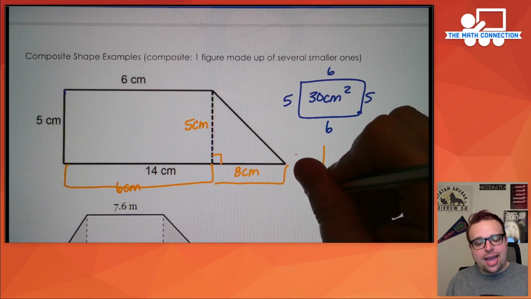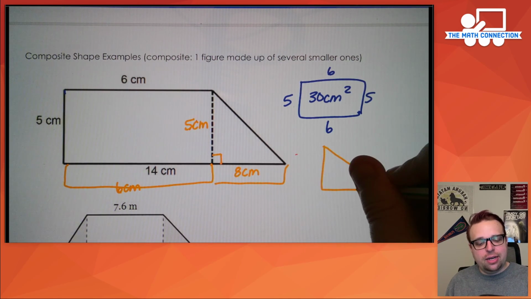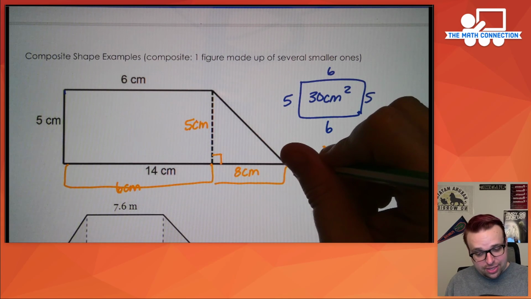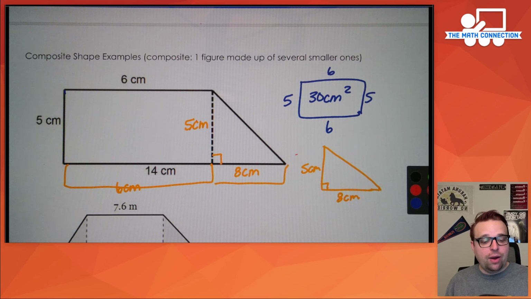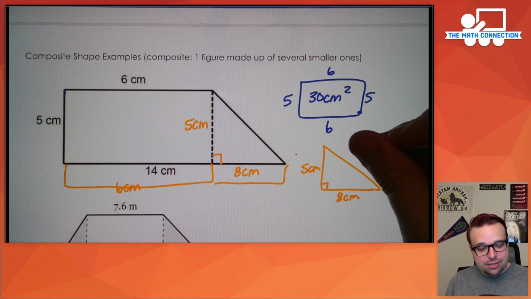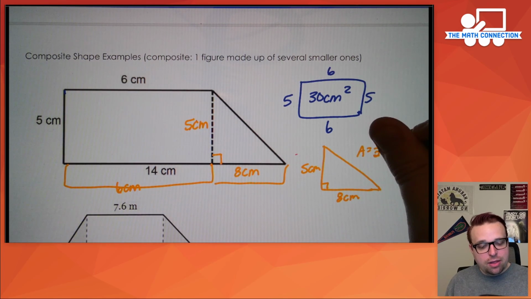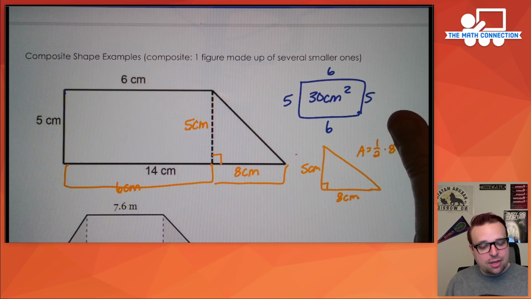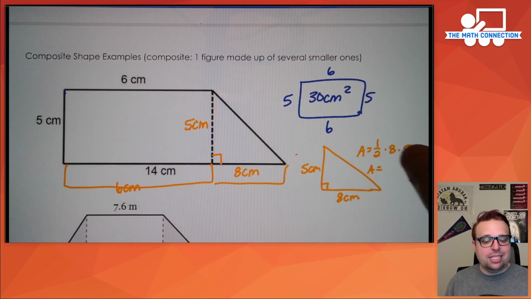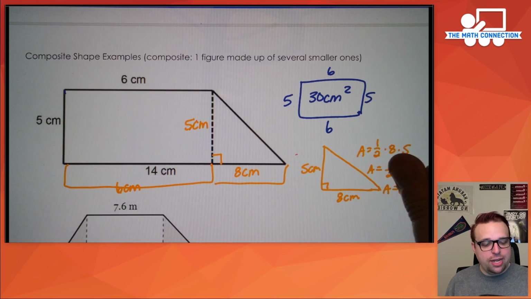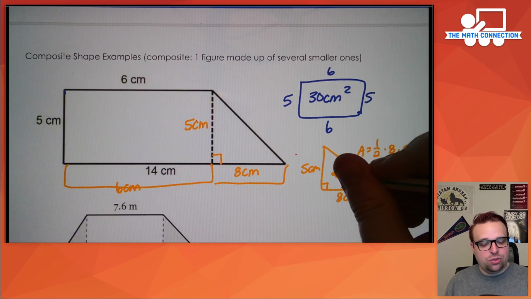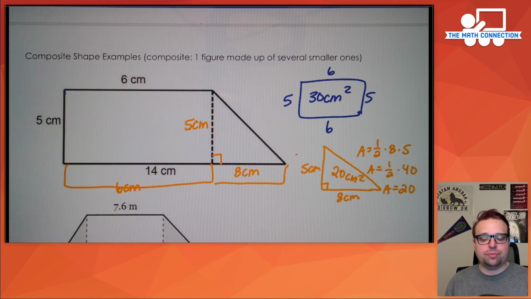So to find the area of this triangle, you have a right angle that is 5 centimeters, and this is 8 centimeters. We follow our area formula, which is 1/2 of the base times the height. Well, 8 times 5 is 40, so half of 40 would be 20, and therefore this is 20 centimeters squared.